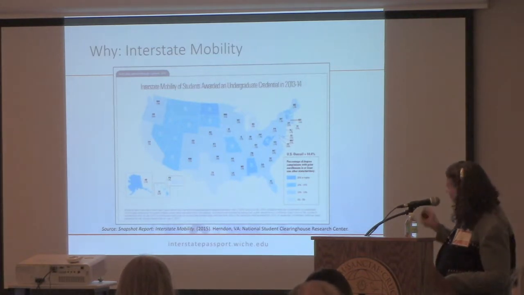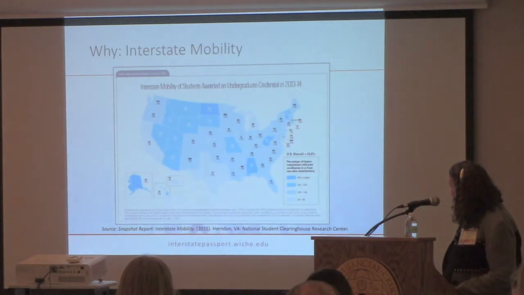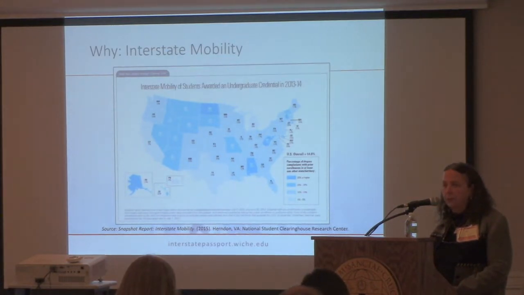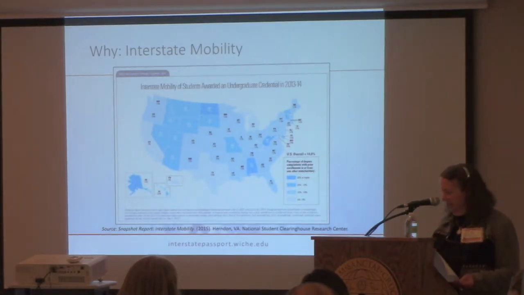I know New England is a little hard to see, but you also have some pretty dark areas. Connecticut is at 18%, Massachusetts at 18%, Maine at 17, New Hampshire at 23, Rhode Island at 23, and Vermont at 30%.